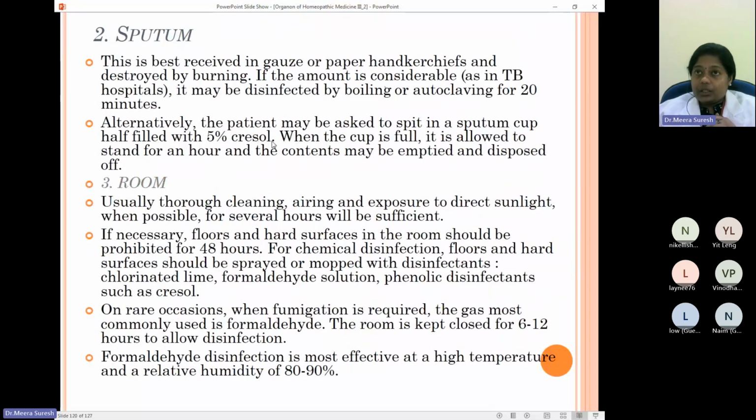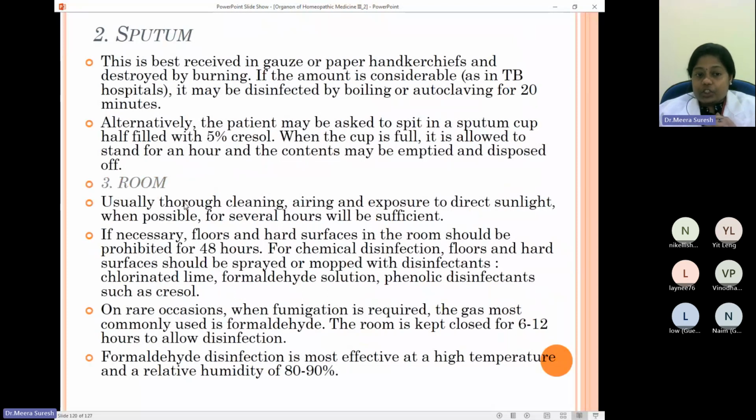This is an example of concurrent disinfection, where as soon as the person is discharging that sputum, he is directly coughing it up into a cup filled with 5% cresol. So disinfection is happening simultaneously. When the cup is full, it is allowed to stand for an hour and the contents may be emptied and disposed of.